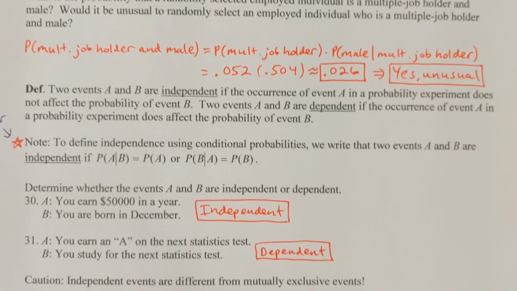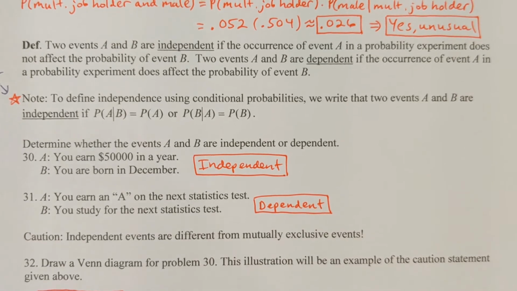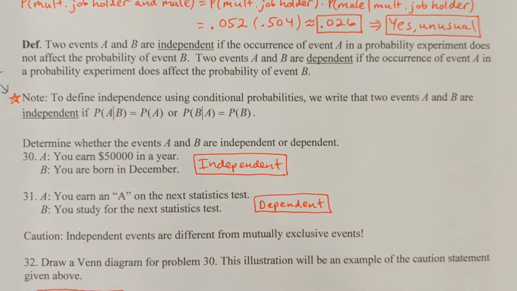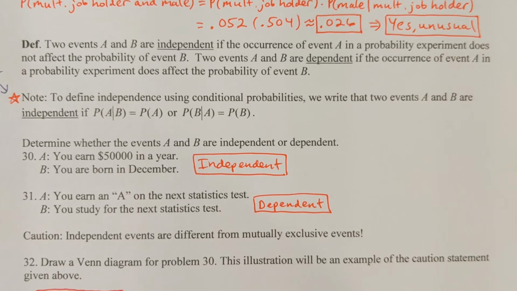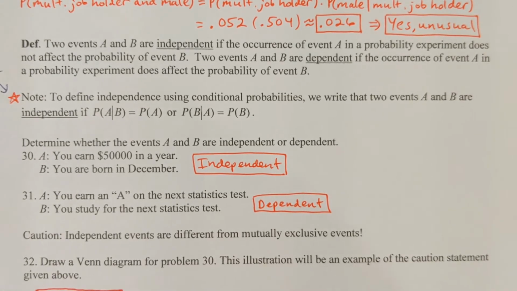Okay, another important term that we're going to have to know in these sections is the term for independent events. The definition says that 2 events, A and B, are independent if the occurrence of event A in a probability experiment does not affect the probability of event B. 2 events, A and B, are dependent if the occurrence of event A in a probability experiment does affect the probability of event B.